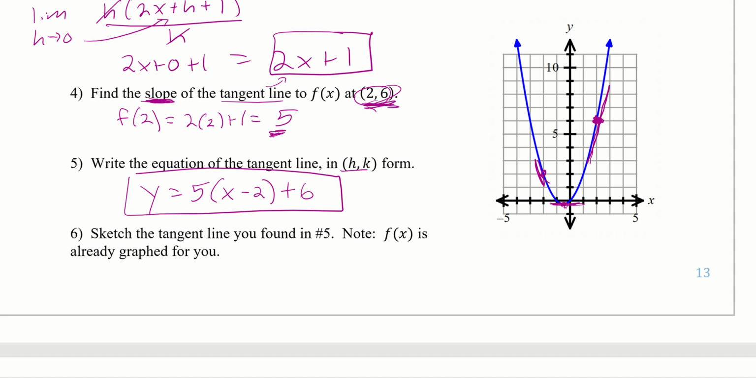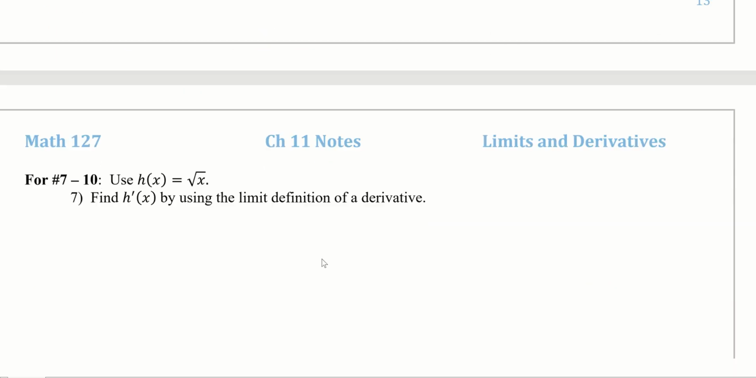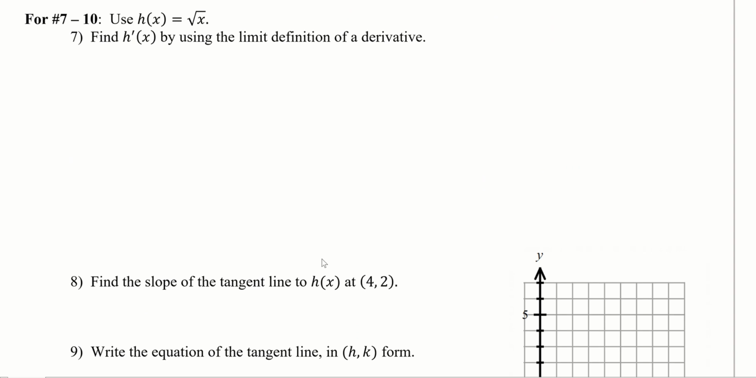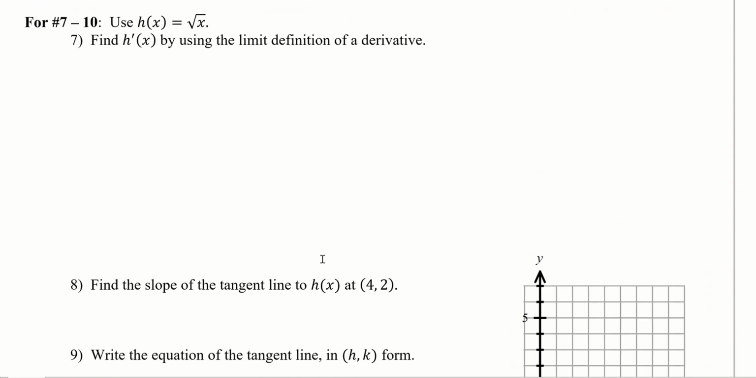It says sketch the tangent line you found in number 5. So I did it right there, kind of messy, but it's hard to graph on here. F of x is already graphed for you. Good. Okay, so this one here just looks a little bit different, but the process is exactly the same.